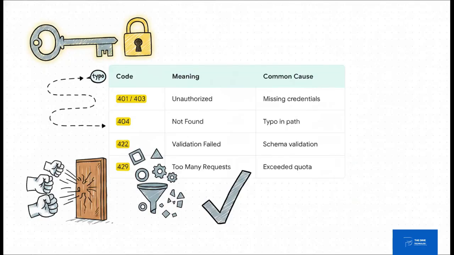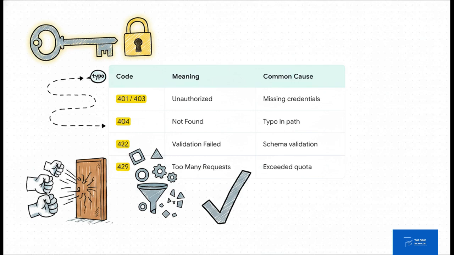Let's rapidly break down a few of these common client missteps. 401 and 403, that means invalid or missing credentials. Like we said, they lack the key. A 404 means they walked up to the completely wrong door, maybe made a typo in the endpoint. A 422 happens when the data they handed you outright fails your schema validation.